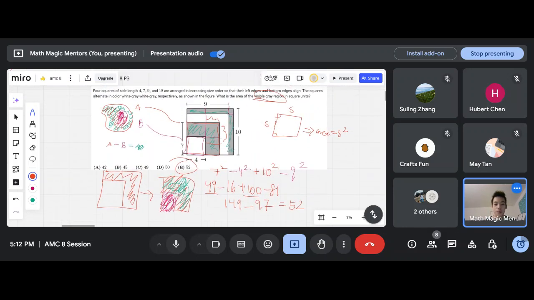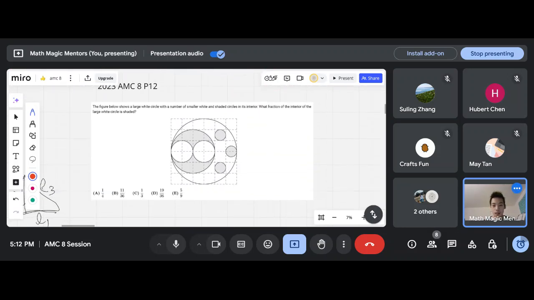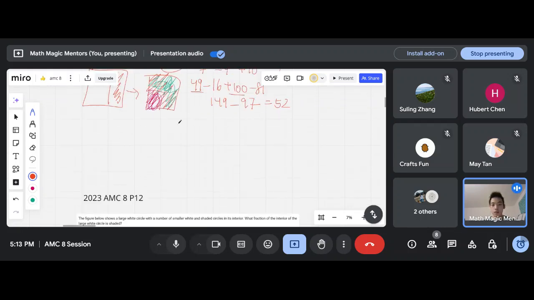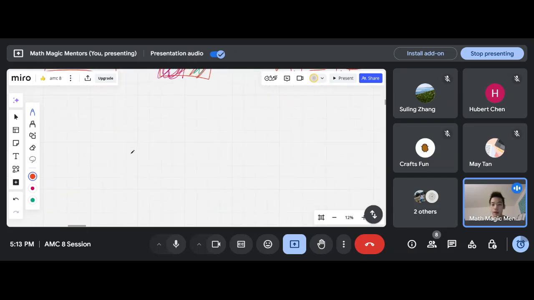All right, cool. All right, so this is another area problem. Area problems are going to be really frequent on the AMC 8. And so let me just give you some, because I don't think we have covered the area formulas that much, but I think it's very important to go over them real quick.